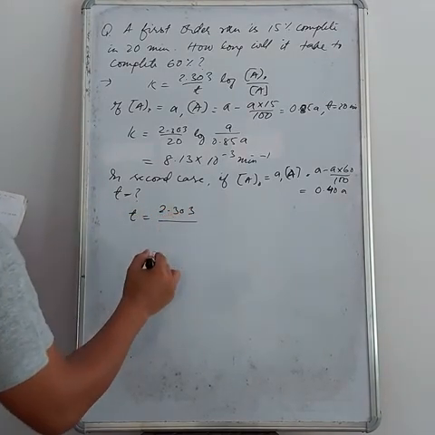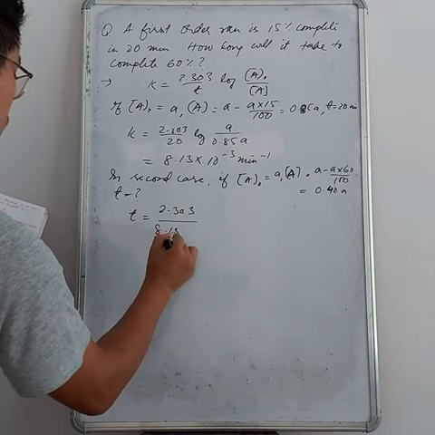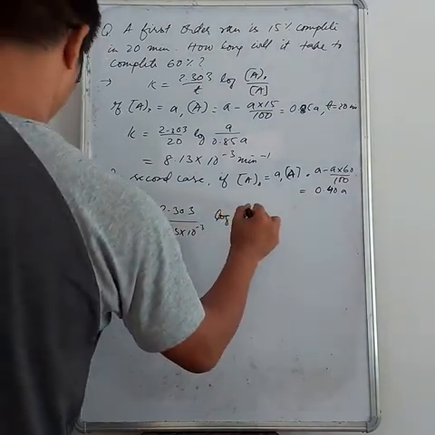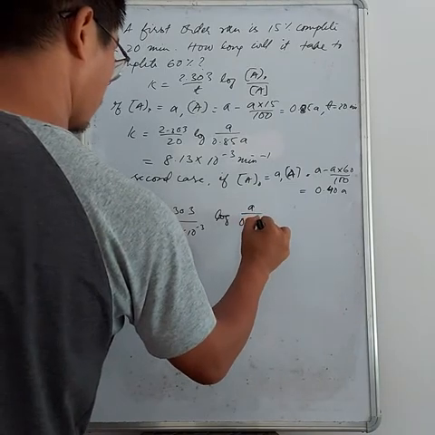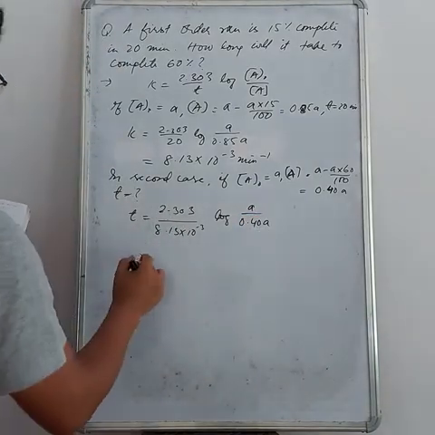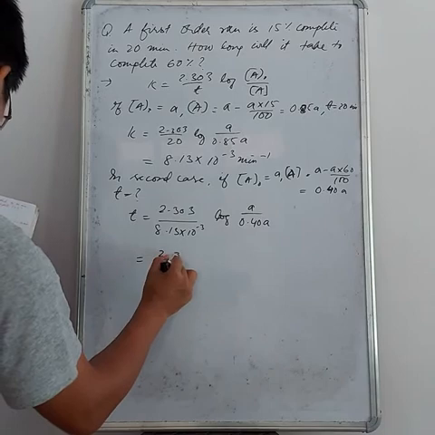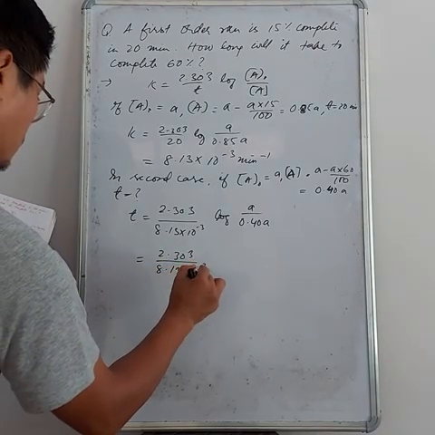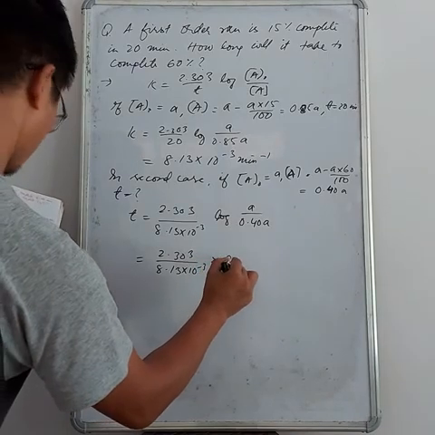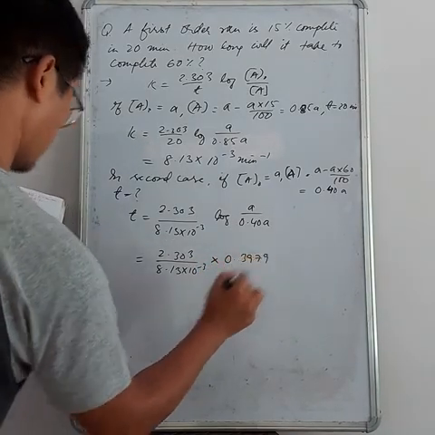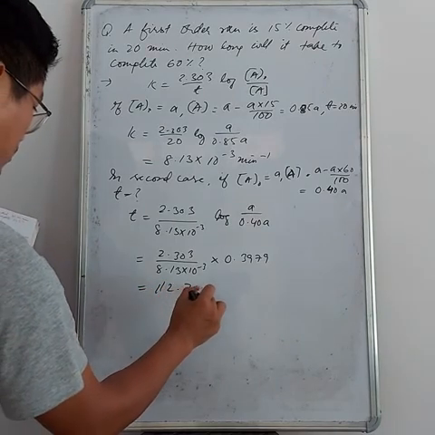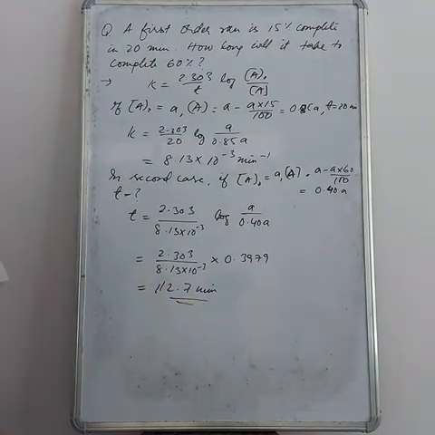2.303 over 8.13 into 10 raised to the power negative 3 log of A over 0.40 A, which is equal to 2.303 over 8.13 into 10 raised to the power negative 3 into 0.3979, which is equal to 112.7 minutes. So that is how we can solve.